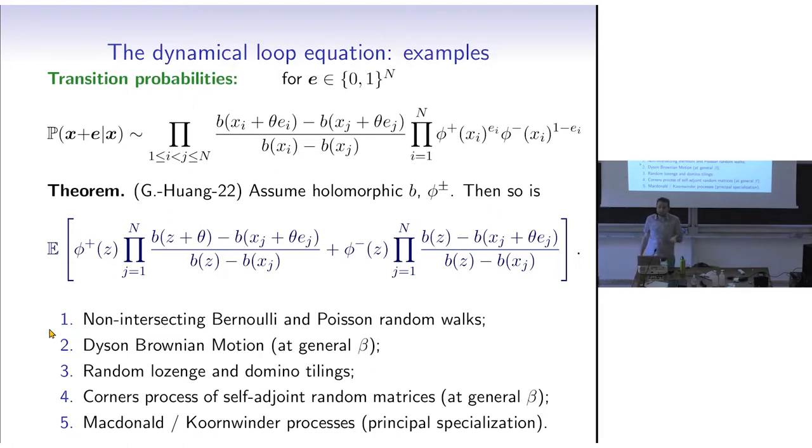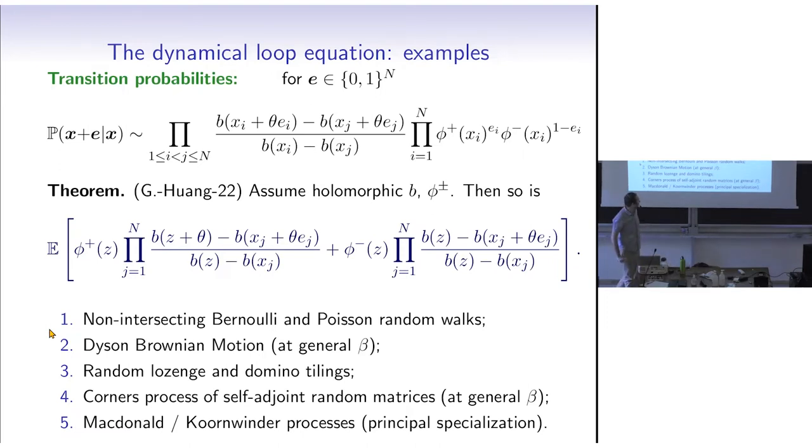So what we will be speaking about mostly in this talk today is the application of this formula to random lozenge tilings, and you can also apply them to random domino tilings if you want. You can also apply these formulas to the study of corners process of self-adjoint random matrices, meaning that you take a self-adjoint matrix and you look at the joint distribution of eigenvalues of this matrix and then of its principal corners. Again, you can think about this as having a Markov chain structure, and it will correspond to these transition probabilities.